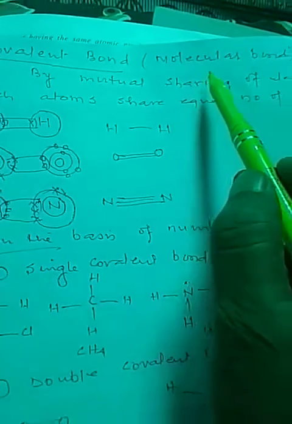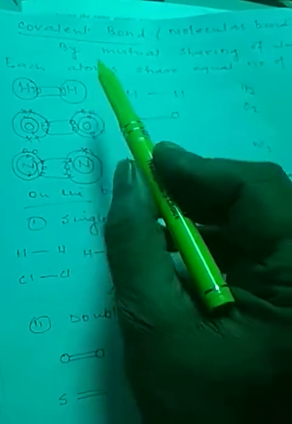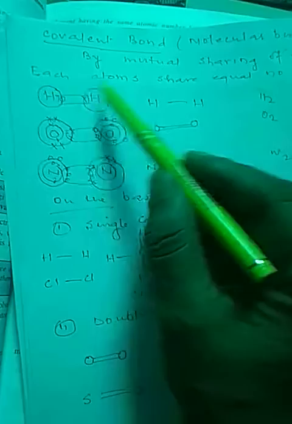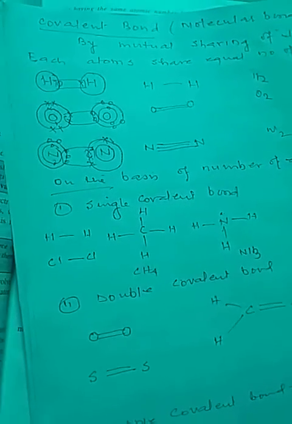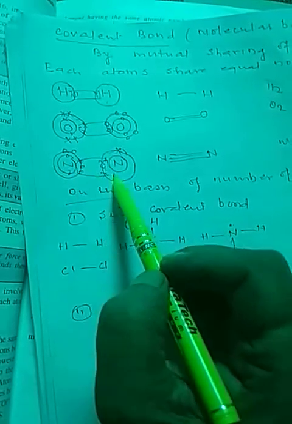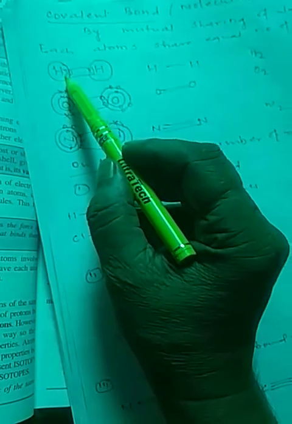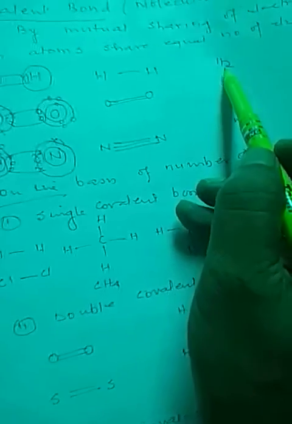What is a covalent bond? A covalent bond is also called a molecular bond. This is formed by mutual sharing of electrons between atoms. Mutual sharing means both the atoms will share an equal number of electrons. See, hydrogen has a lone electron in its lone shell, so it needs one more electron to complete its duplet. So two hydrogen atoms share one electron each and form a molecule of hydrogen.